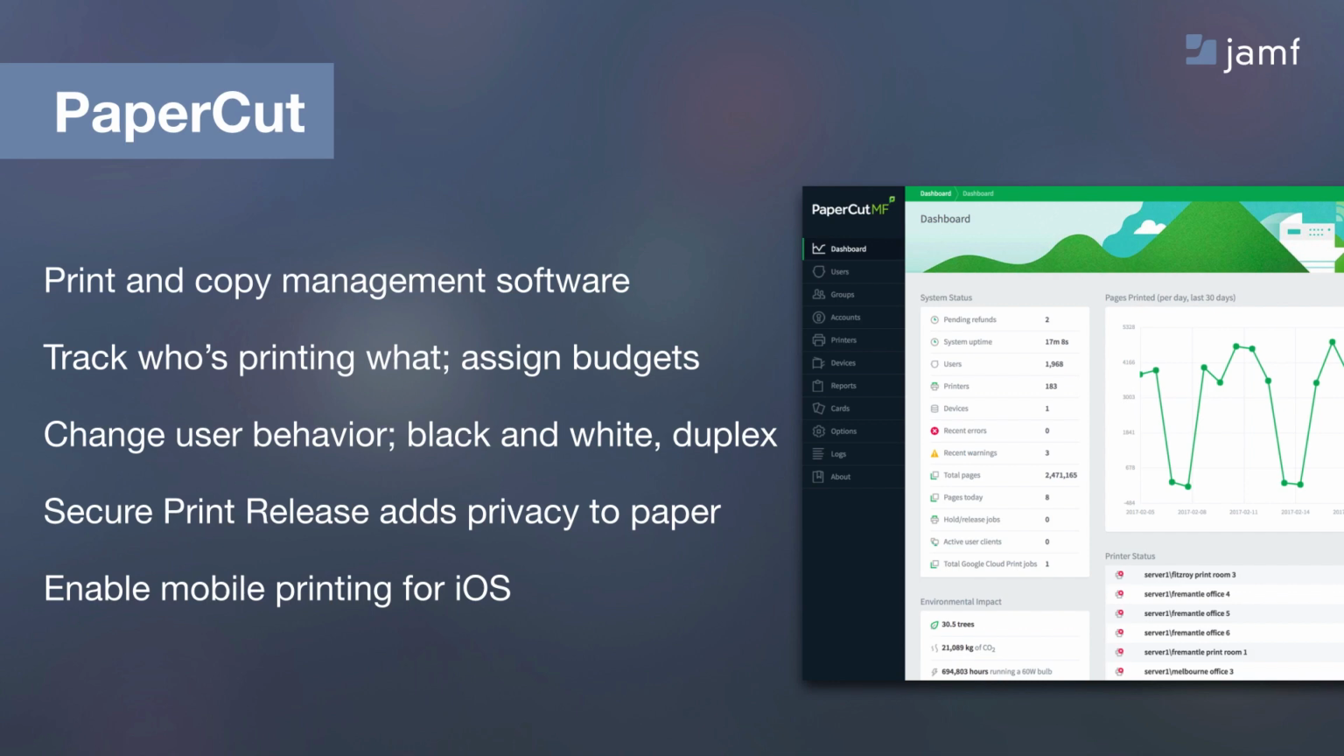Beyond simplifying the actual task of deploying printer queues, PaperCut can help track who's printing what, as well as assign and enforce printing budgets. Printer configurations can be set to change user behavior, such as enforcing black and white or double-sided printing, in an effort to reduce waste, not just for financial reasons, but also for environmental reasons.